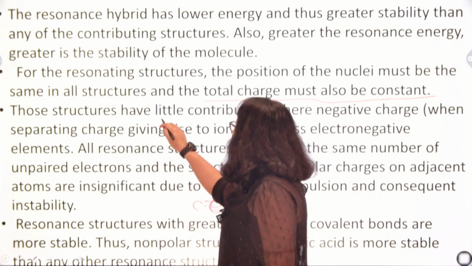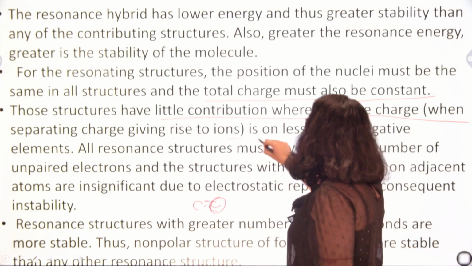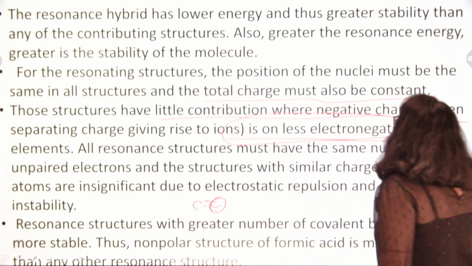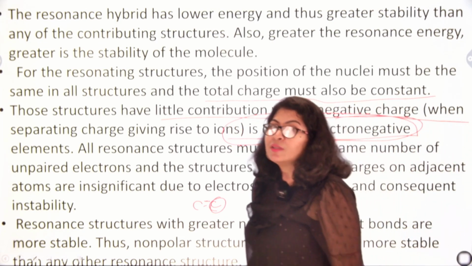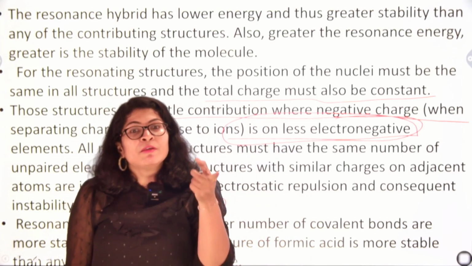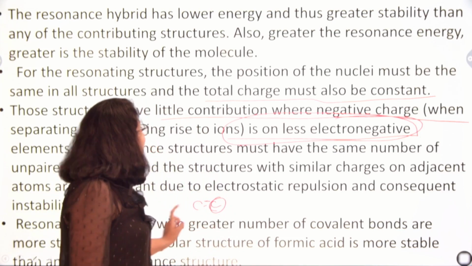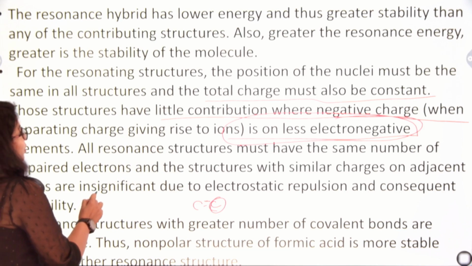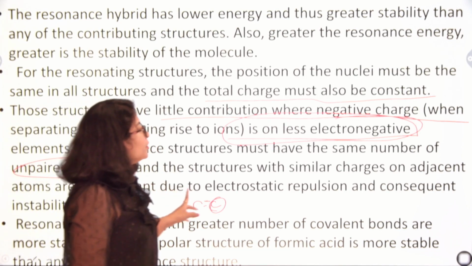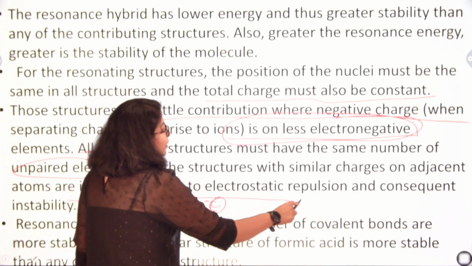Those structures which have little contribution are those where the negative charge is on the less electronegative atom. That means the structure in which the negative charge is on the more electronegative atom is stable. If the negative charge is on the less electronegative atom, that structure is unstable. All resonance structures must have the same number of unpaired electrons, and structures with similar charges on adjacent atoms are insignificant due to electrostatic repulsion.